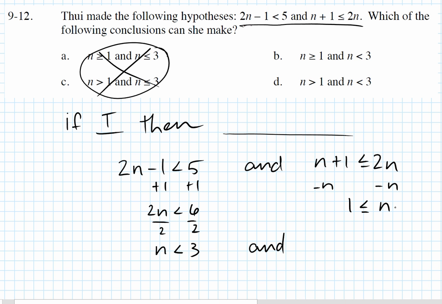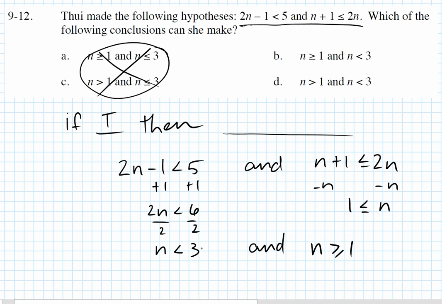That's an awkward way of saying it, but I like to have the variable first. So this is n is the greater one, right? It's the larger of the two. 1 is smaller than that. So I'm going to say that n is greater than or equal to 1.